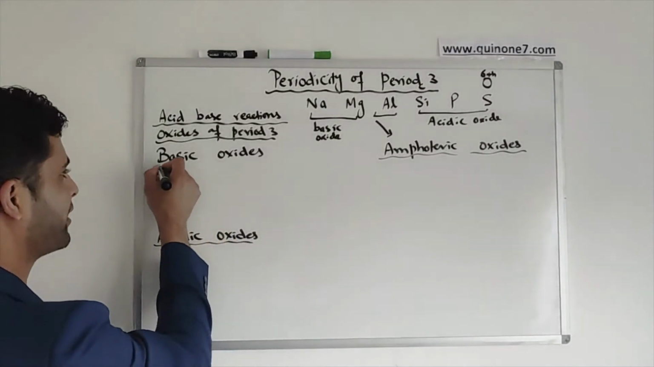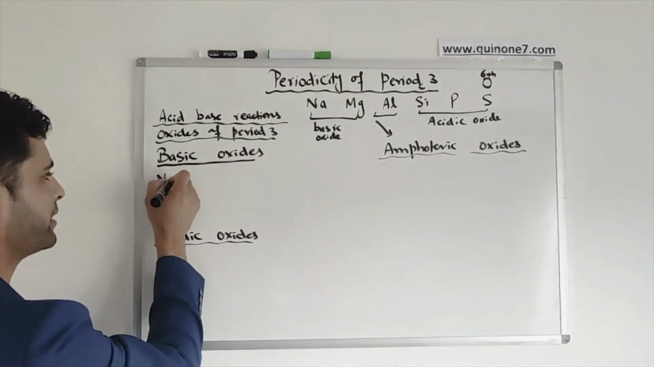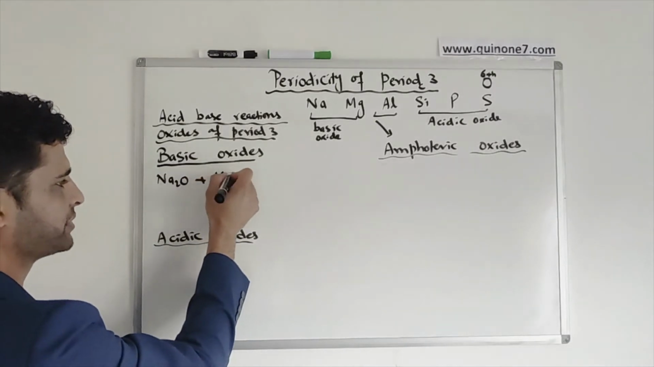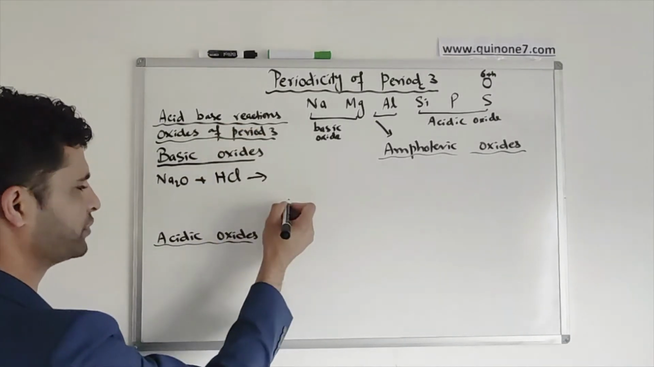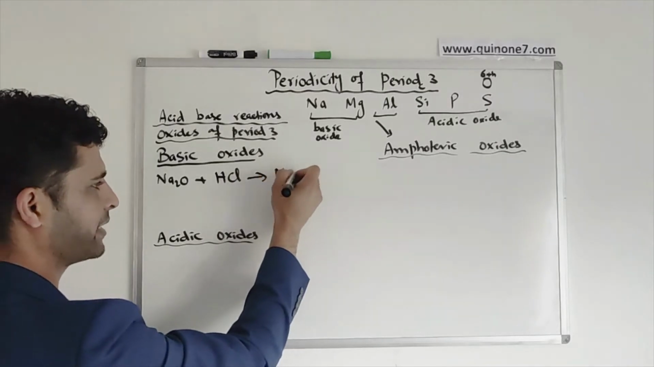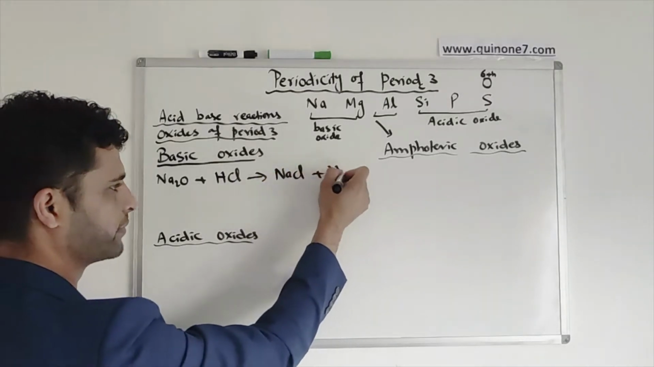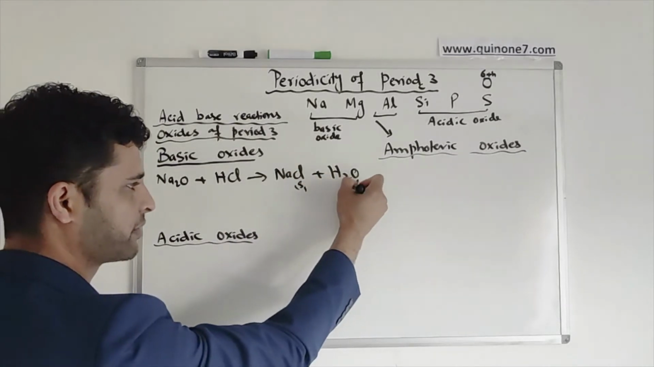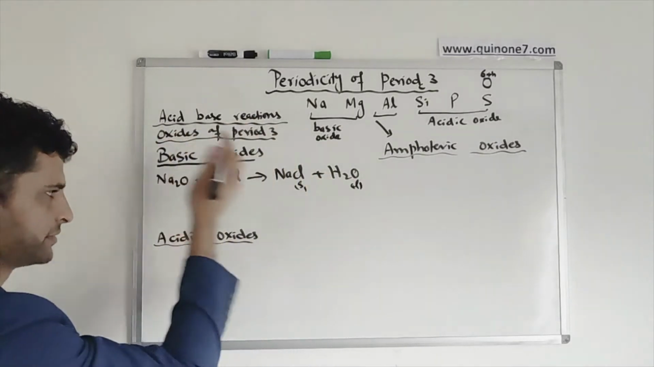So let's have a look at the basic oxides. Sodium oxide is a basic oxide. It will react with an acid, which is HCl or H2SO4, whichever you want to use. It will produce NaCl, the salt, and water. You can use state symbols if you want.